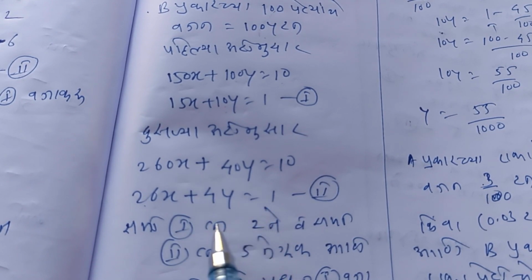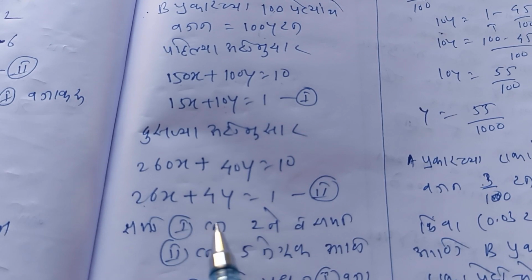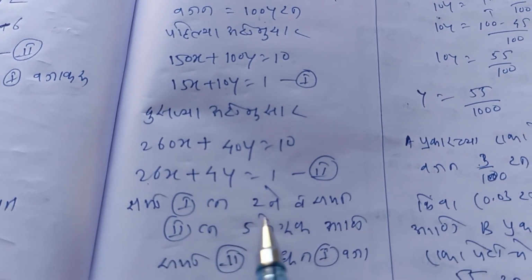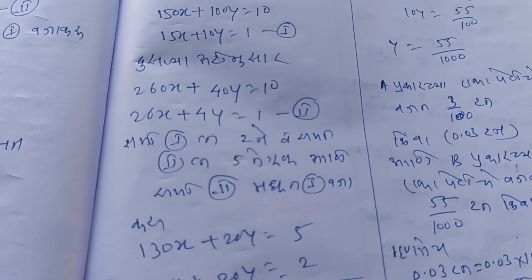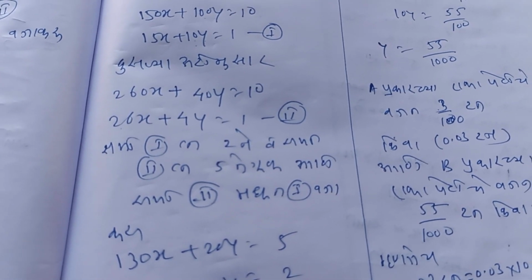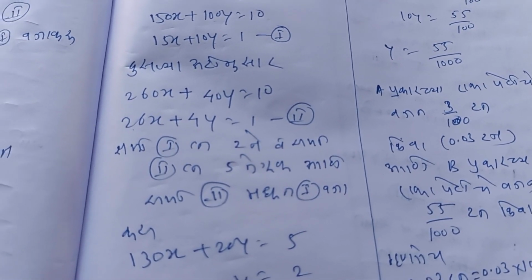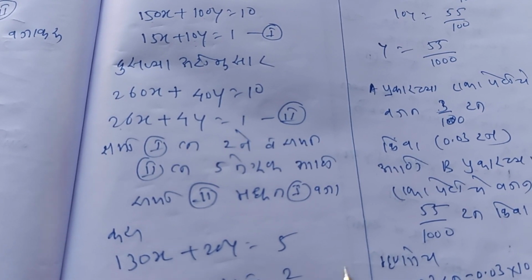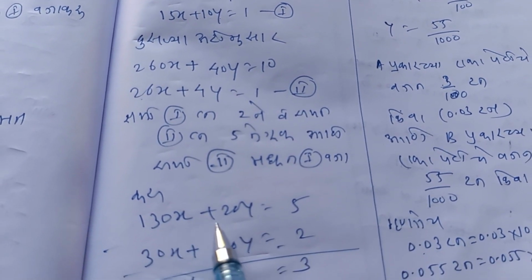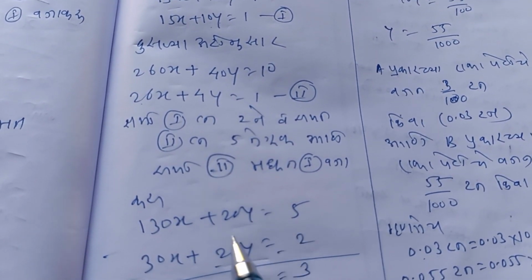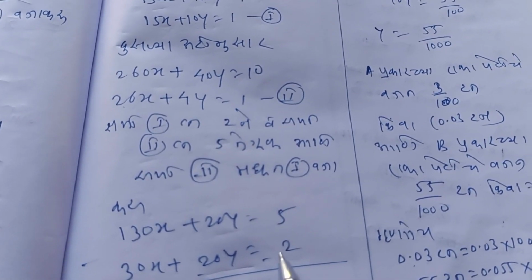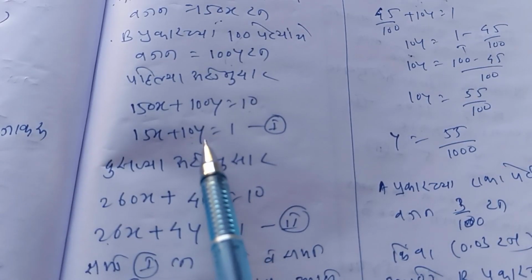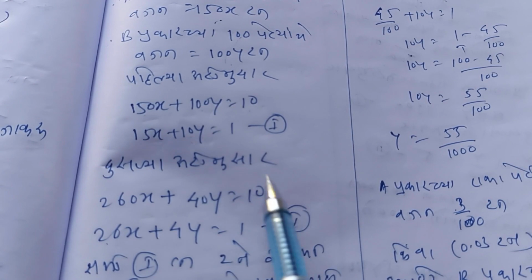Here, multiplying equation first by 2 and equation 2 by 5, we get 130x plus 20y is equal to 5 and 30x plus 20y is equal to 2. Subtracting equation 1 from 2, we have the same coefficient of y in equation first and second.